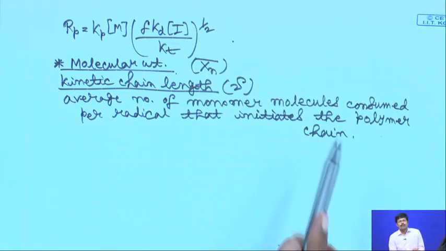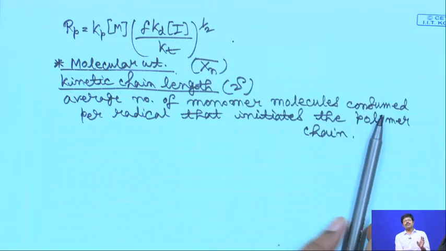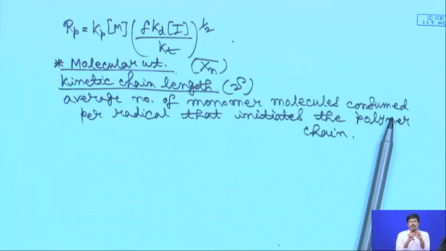So, what is the average number of molecules that is being consumed per radical that initiates the polymer chain? Say one radical is initiating one polymer chain. So, per polymer chain that is being initiated by one radical, how many monomer molecules have been incorporated into the chain?